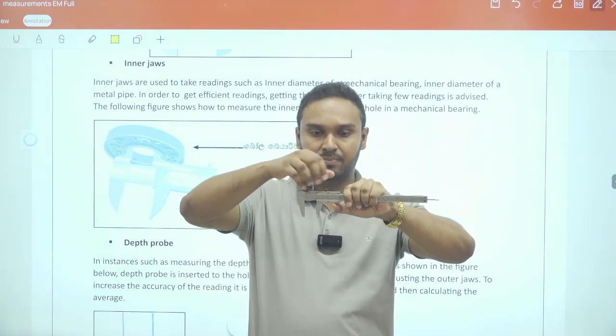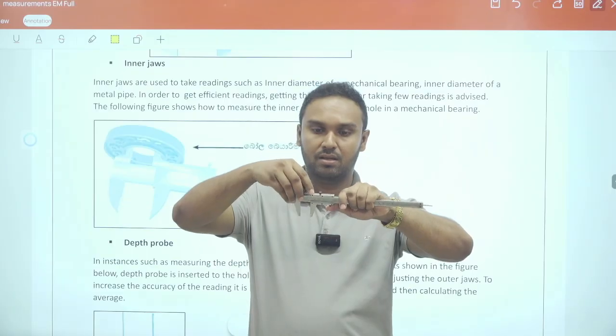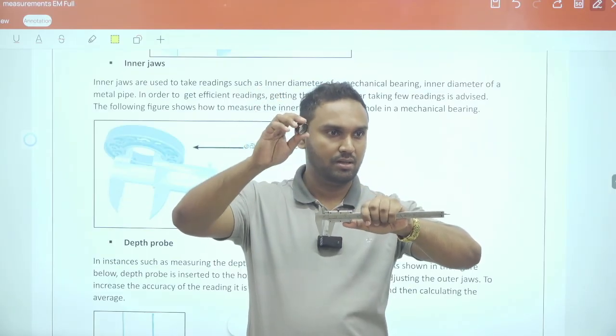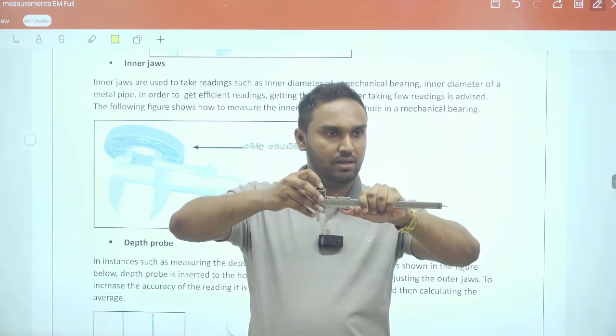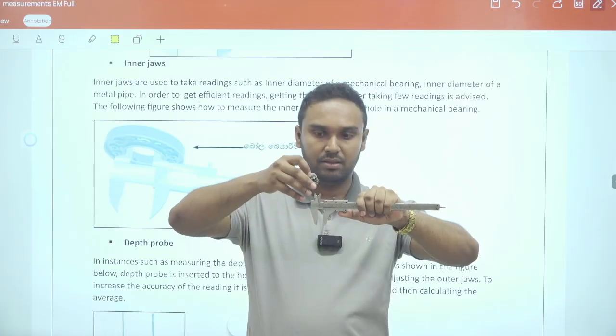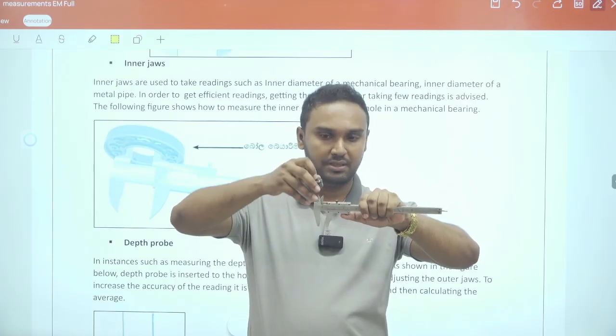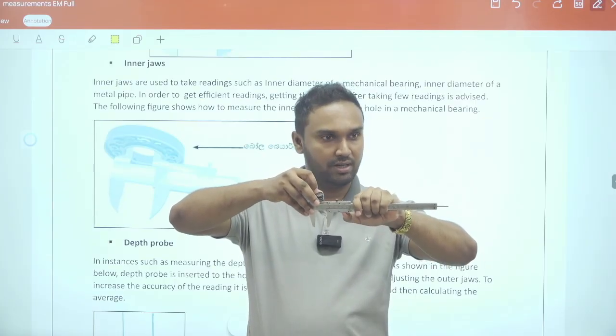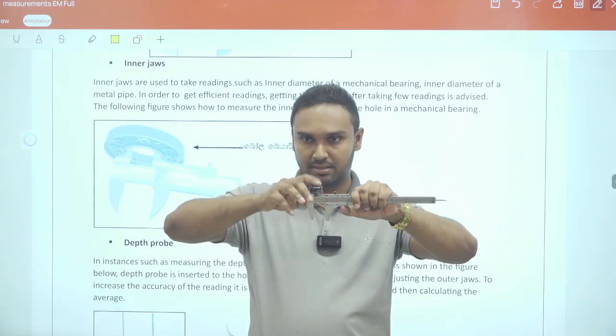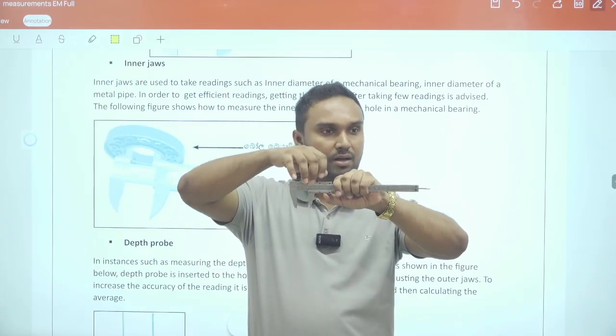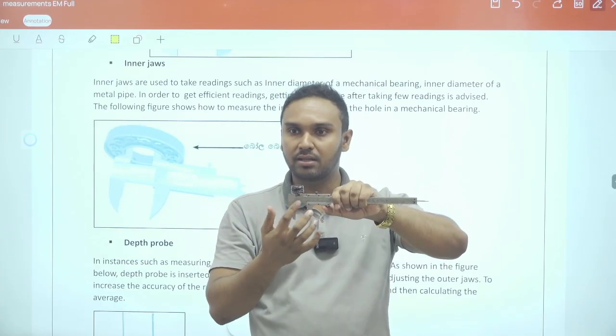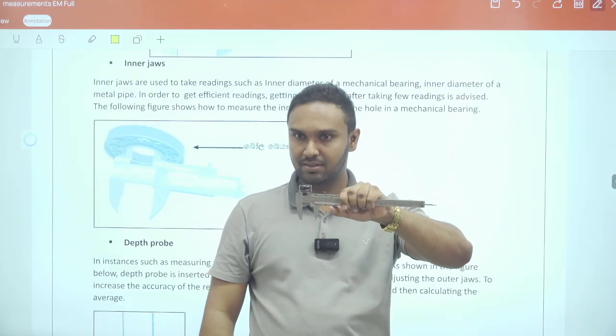How do you do it? You put the inner jaws inside the bottle cap and you scroll it back until it gets stuck. Now after it's stuck, you have to lock the screw and you take the measurement.